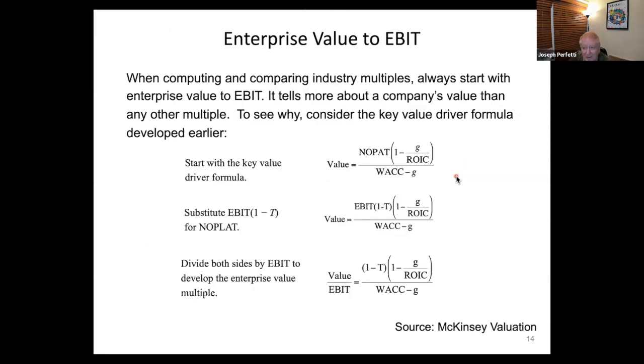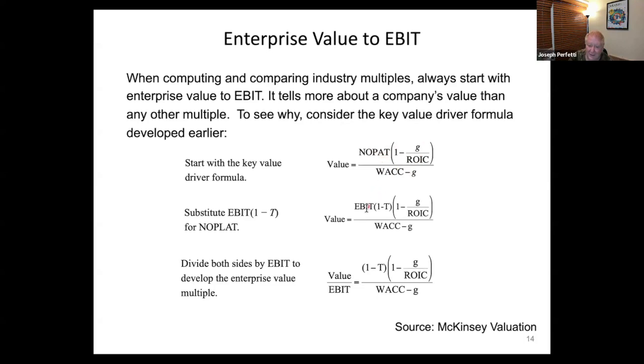Now, here's the thing. Let's say you want to do EV to EBIT. How do you do an EV to EBIT multiple? This is what's interesting. It's just the key value driver rearranged. This is the key value driver equation. I want to get to EV to EBIT. How do I do that? Well, take our NOPAT times (1 minus G over ROIC) divided by (WACC minus G).